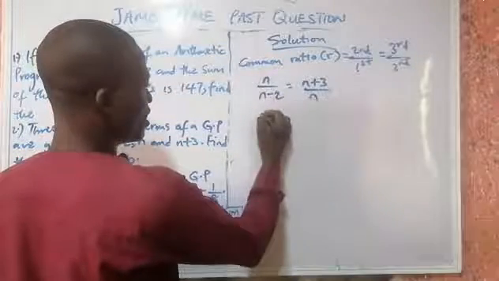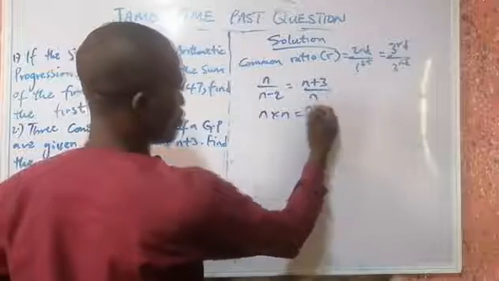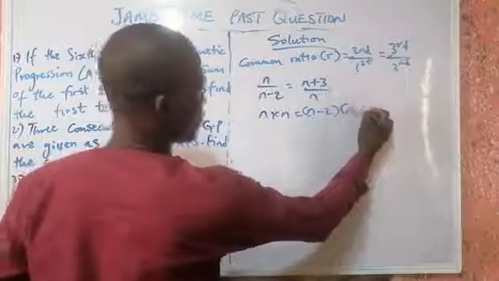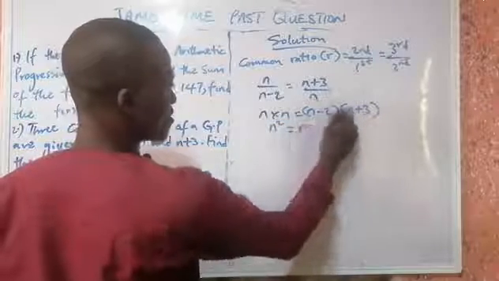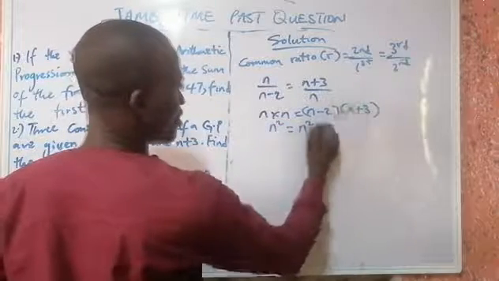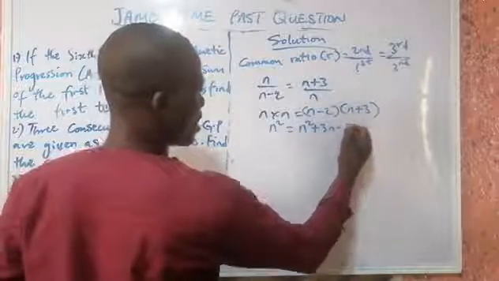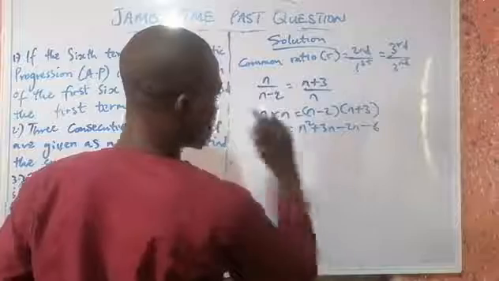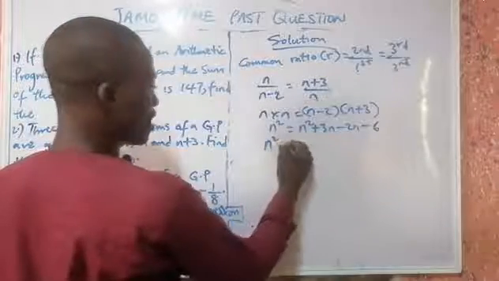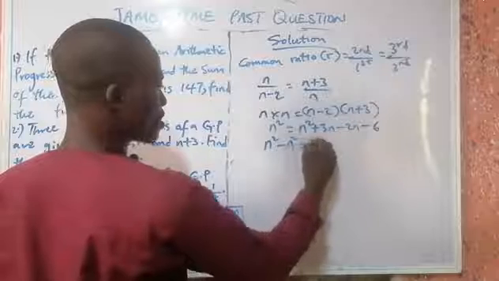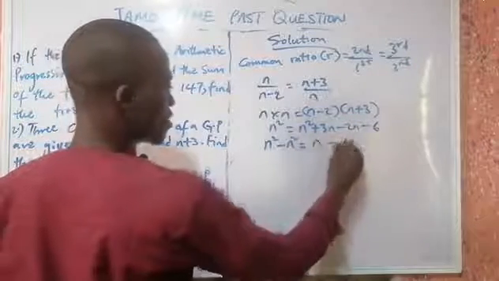So let's cross multiply n times n. This n times n equals n minus 2 bracket n plus 3. Okay, so that will be n square equals n times n square, n times 3 plus 3n, minus 2 times this minus 2n, minus 2 times this minus 6. So, and then I can say n square, bring this n square here, n square equals 3n minus 2n will give me n minus 6.